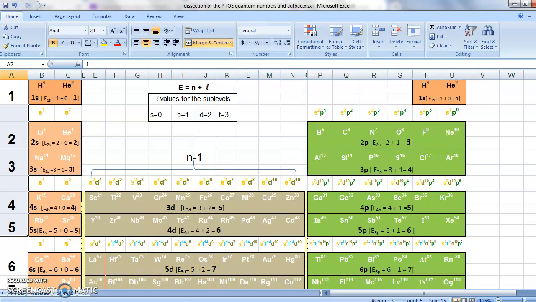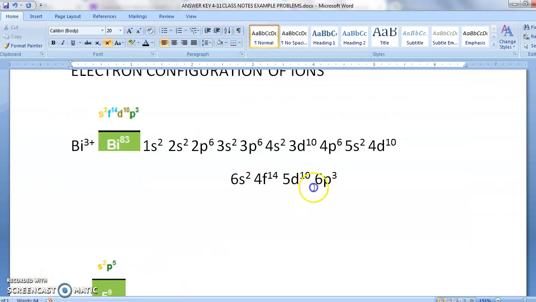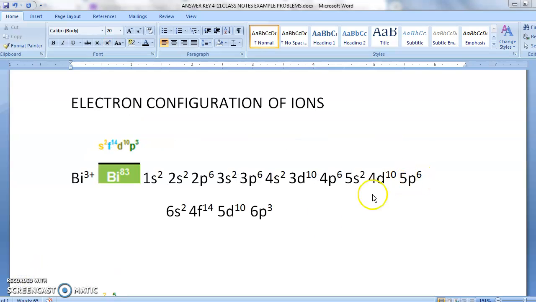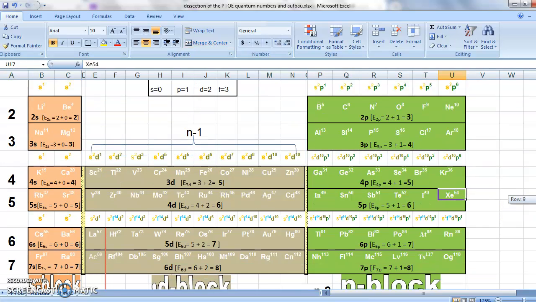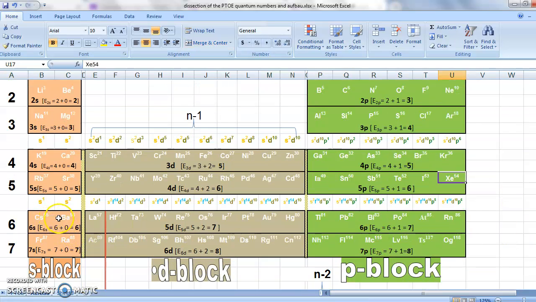5p6. So I'm going to return here, and I'm going to type in 5p6. After typing in 5p6, I return to the periodic table. The 5p6 is right here. What comes after the number 54? 55 and 56. That is the 6s. How many elements are there? There are 2. 6s2. So I'm going to return.